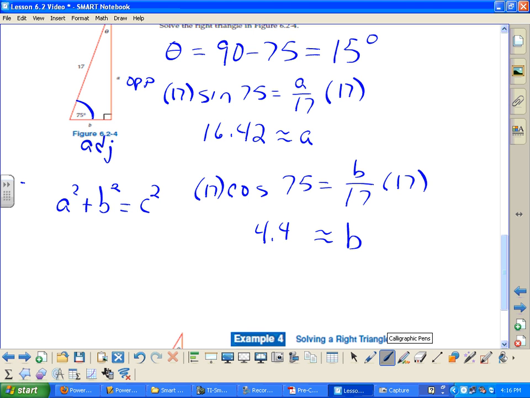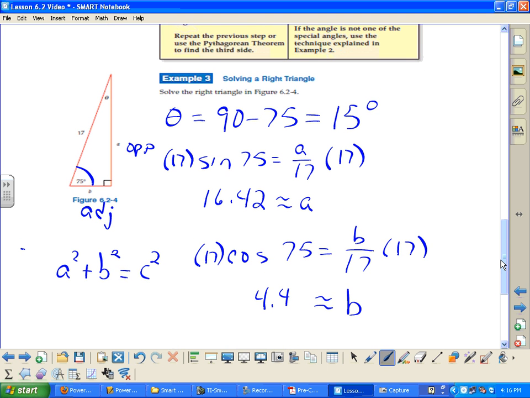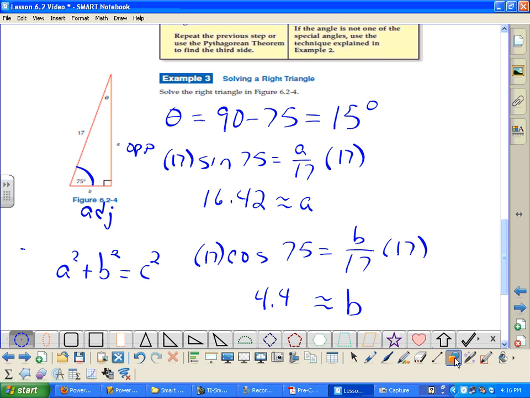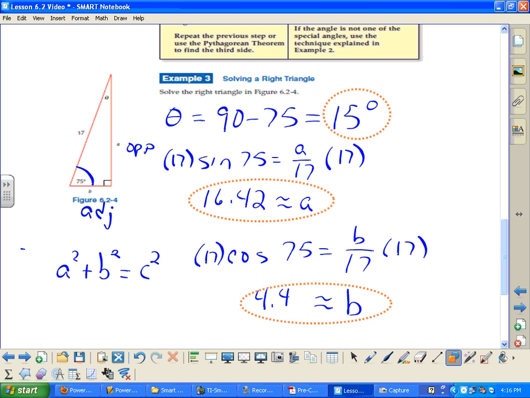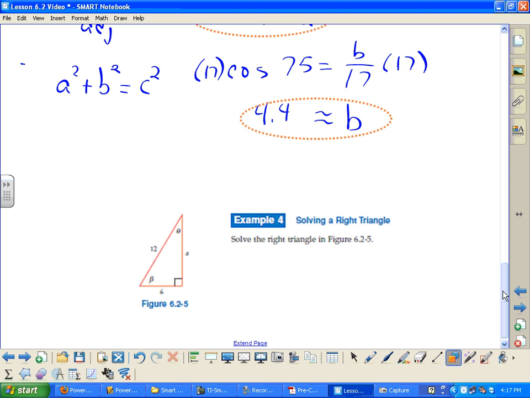Okay, so there's the first example. If we know an angle and a side, how to solve the triangle. And so we had three things that we were finding, so we need to make sure we identify all three of them. So we found that theta was 15 degrees. Side A is approximately 16.42, and side B is 4.4. All right.